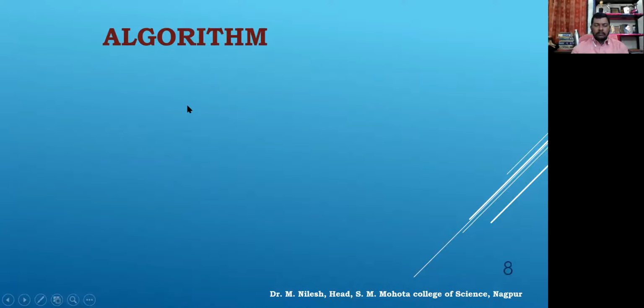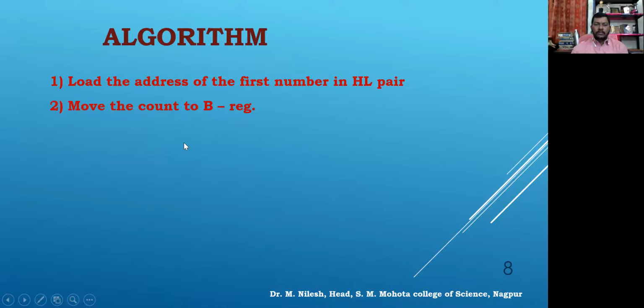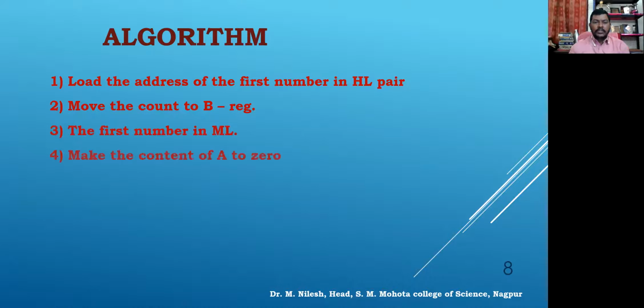Now for the algorithm, that is again the steps that we are expecting to cover in this program. Load the address of the first number in HL, then move the count to register B. As I told you, we are using register B to store the count, the number of data that we have to compare. Then make the content of the accumulator 0, because 0 is the smallest number.